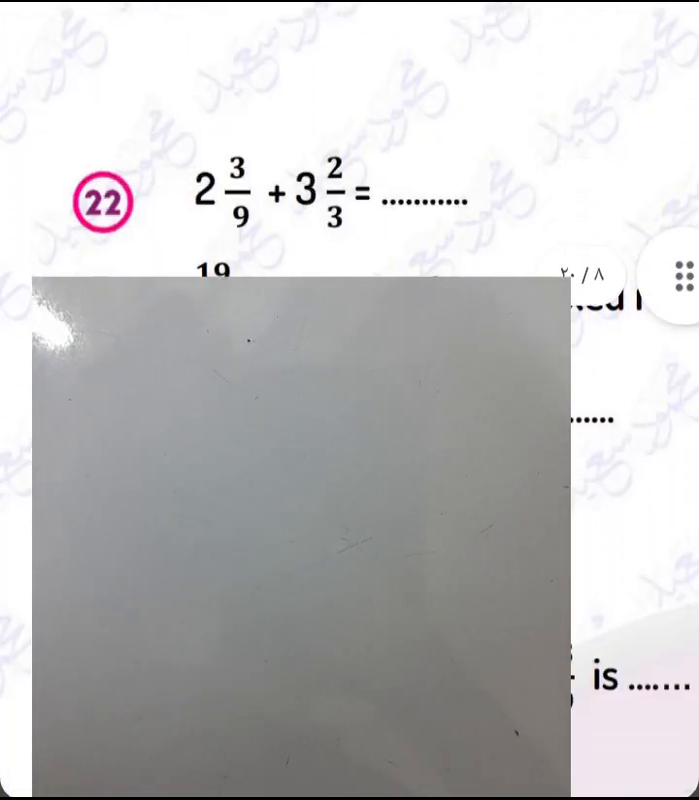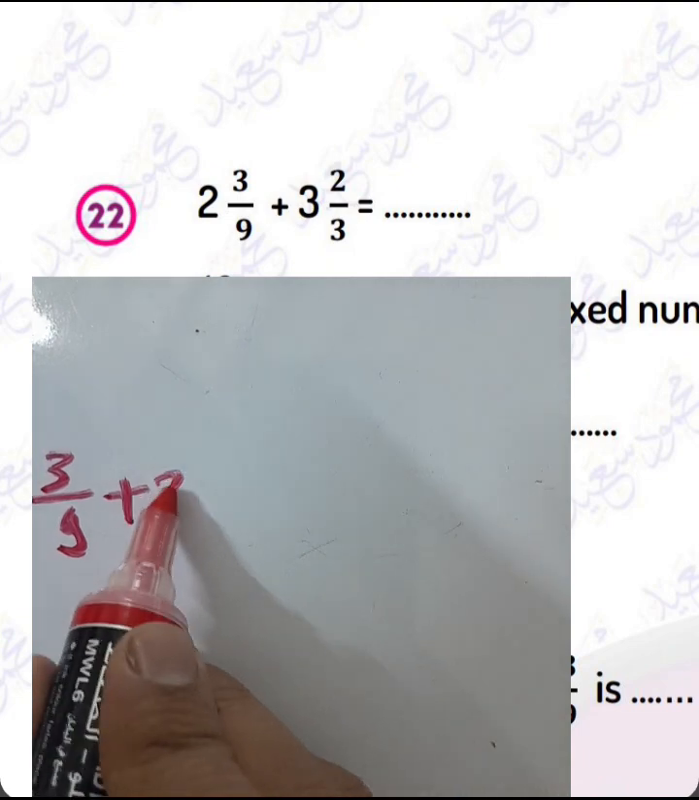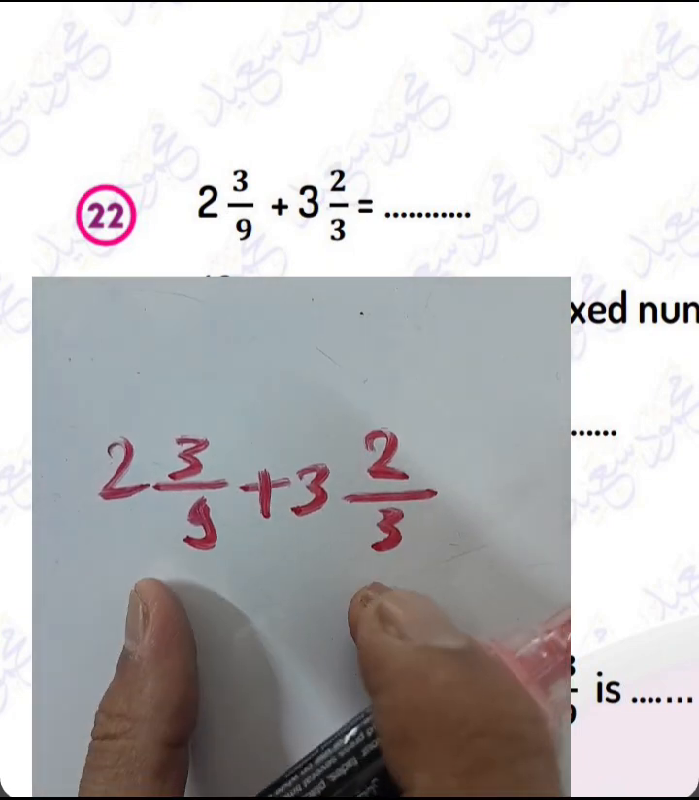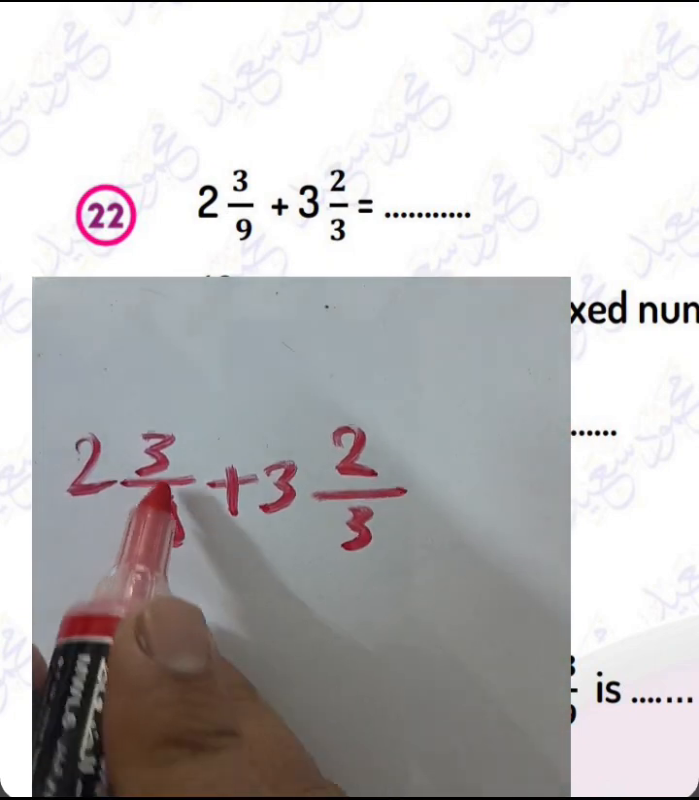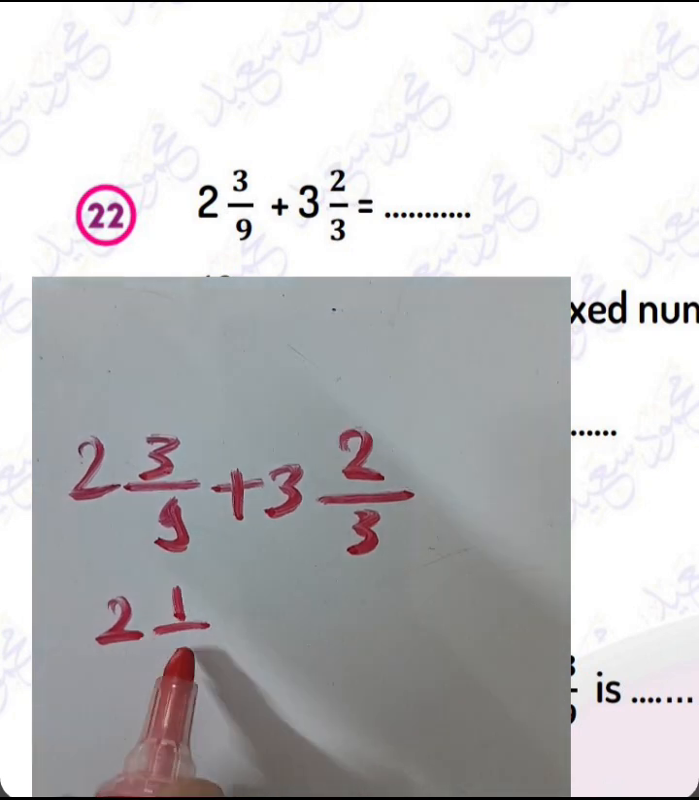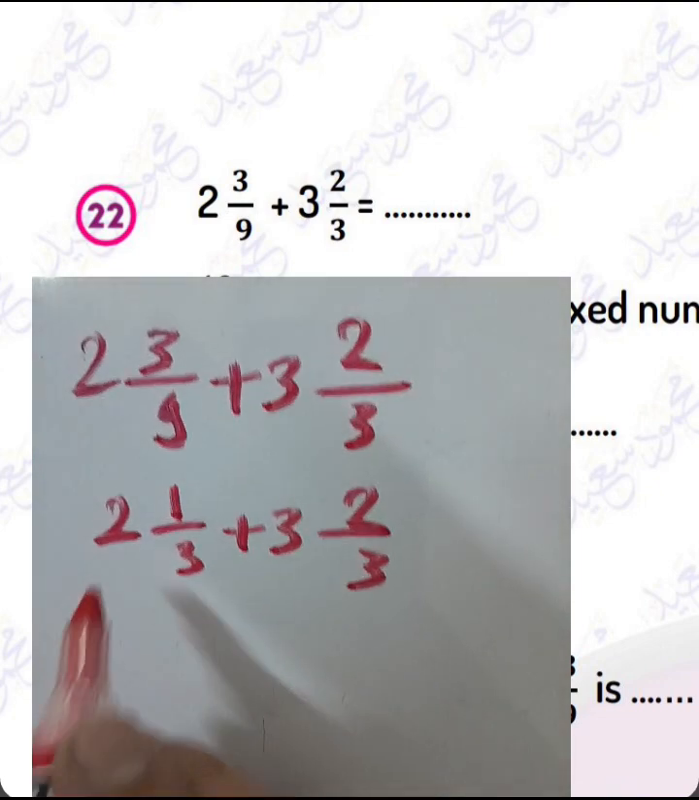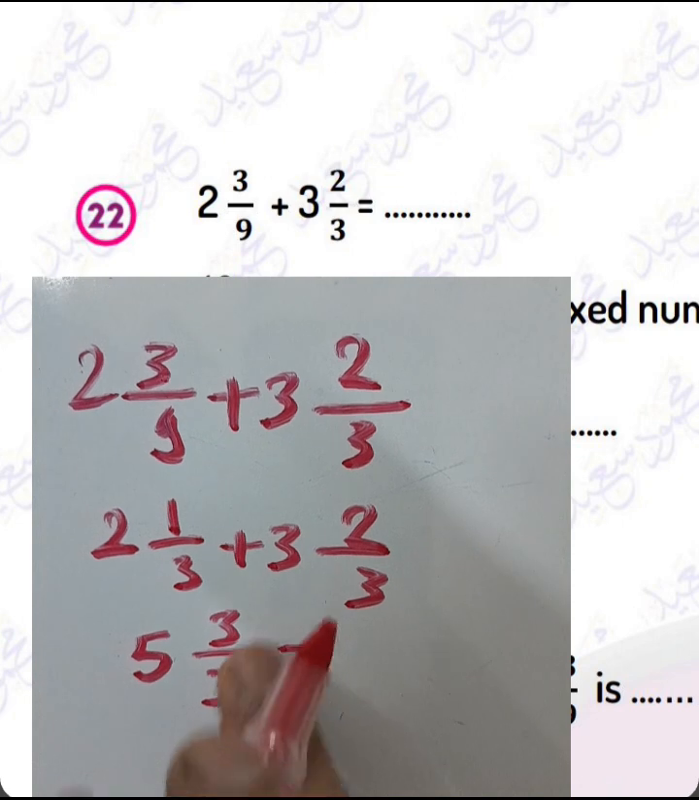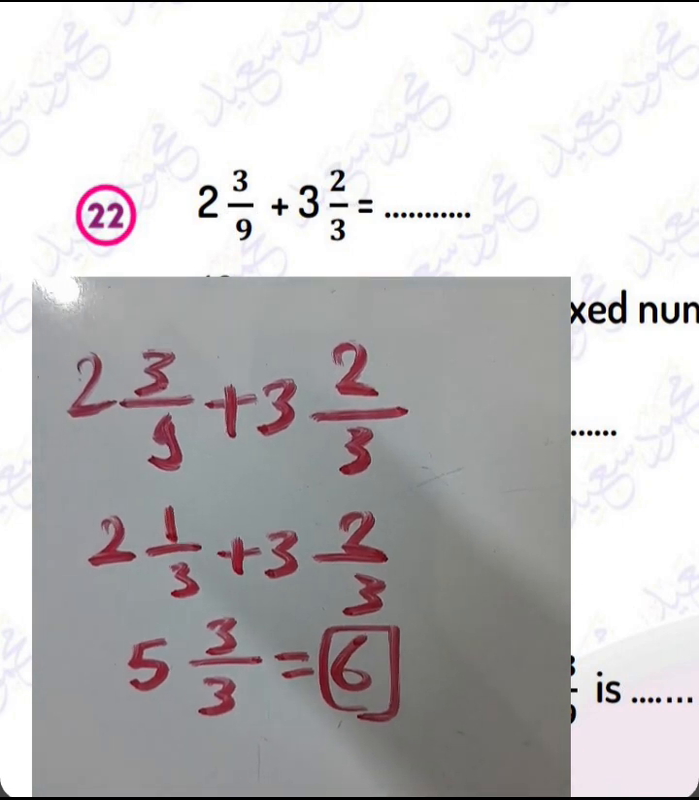Next question, 2 and 3 over 9, plus 3 and 2 over 3. We can write the least common multiple of the two denominators here, which will be 9, or you can simplify this fraction: 3 divided by 3 equals 1, 9 divided by 3 equals 3. And then you can add them. 2 plus 3 equals 5, and write 3 in the denominator. 2 plus 1 equals 3, and 3 divided by 3 is 1. 1 plus 5 equals 6. And the result will be 6 for this example.